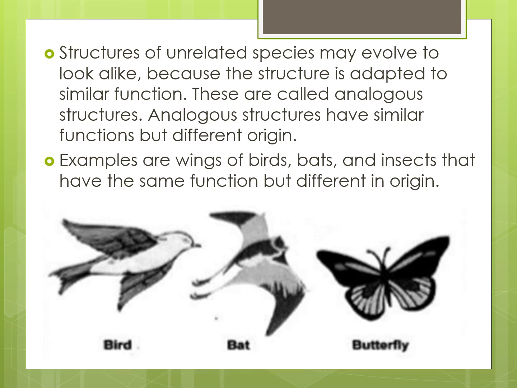Structures of unrelated species may evolve to look alike because the structure is adapted to similar function. These are called analogous structures. Analogous structures have similar functions but different origin. Examples are wings of birds, bats, and insects that have the same function but different in origin.